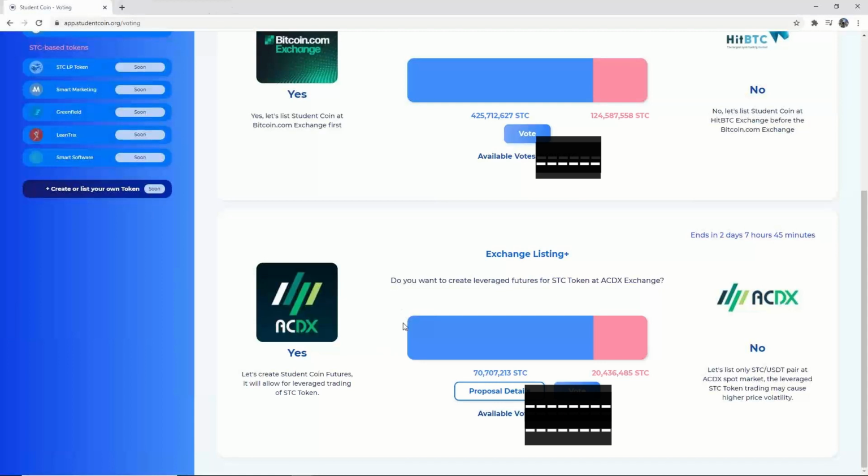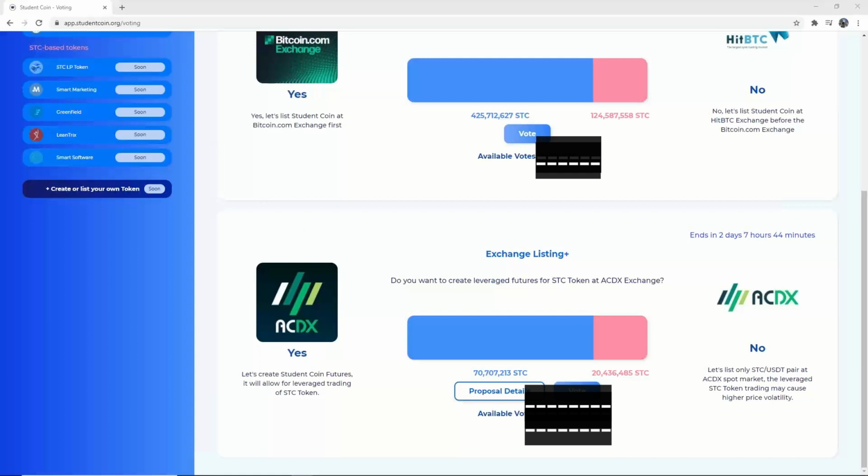So basically, the purpose of today's video is for you guys that want to go and vote. I personally do also prefer Bitcoin.com exchange to hit BTC. And I think it's listed top 30 on CoinMarketCap of the exchanges. But yeah, we can have a look at that at a later stage possibly.